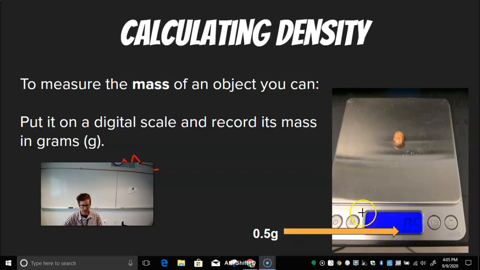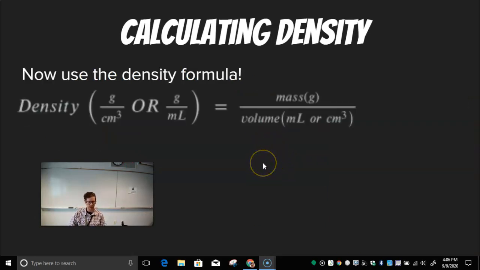So this is 0.5. And notice, important for when you're back in the classroom, a little tiny g here, because this is set for grams, not ounces or anything else. 0.5 grams. So that's pretty easy, right? We just measure the mass in grams. And now we've got to put it together, right?